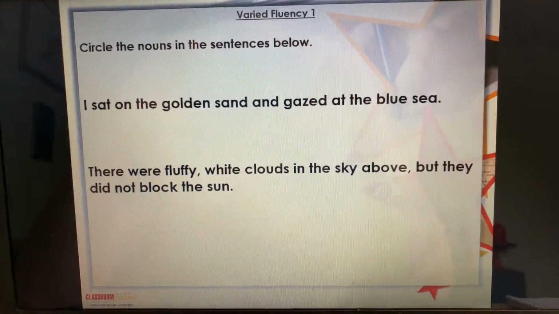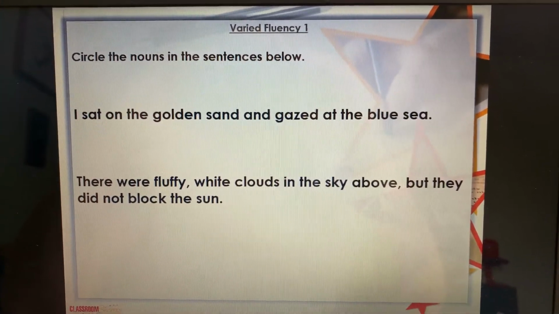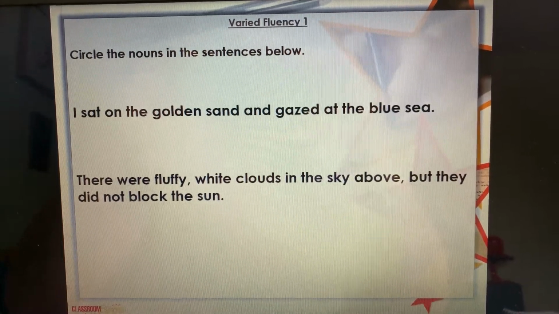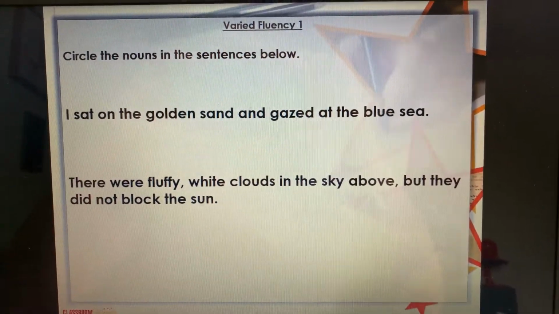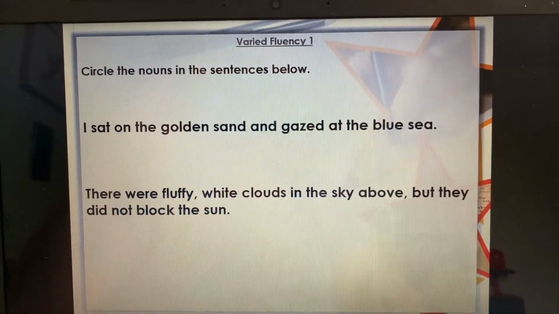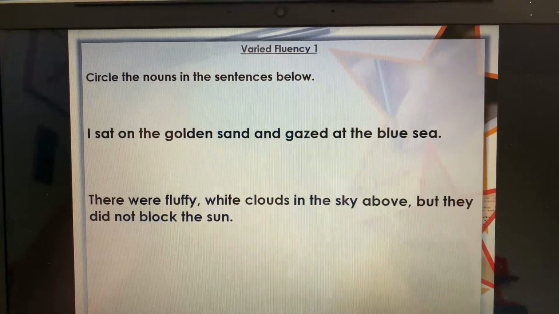If you have a look at the top one, I want you to say in your head where the nouns are. Just the nouns. I sat on the golden sand and gazed at the blue sea. So remember, a noun: what is it? Place, person, thing. Out of those things, what would you actually see? And I hope you would say the sand and sea.